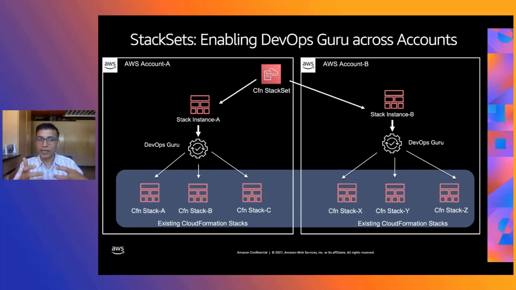There are a lot of resources that are spawned using those stacks. All of those resources are now being monitored by DevOps Guru. What DevOps Guru does is it uses the CloudFormation stack as an application boundary. So any anomalies or multiple anomalies that are happening within that particular application boundary, it will try to correlate and will provide you with more meaningful recommendations.